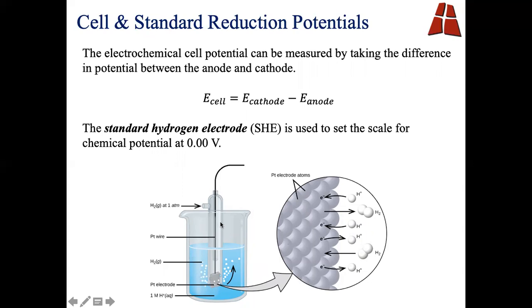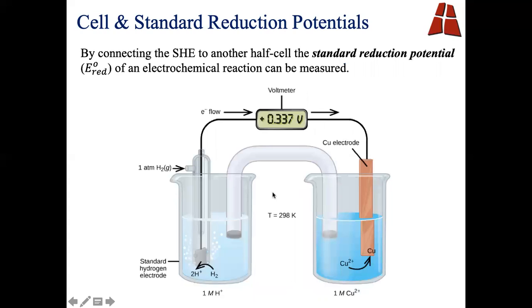The standard hydrogen electrode looks like this: you have H2 gas, a 1 molar solution of acid, and a platinum electrode. Essentially we have just defined that as being our 0 volts. We'll maybe talk a little more about why that is in class. By connecting our standard hydrogen electrode, or any electrode, to another half reaction, we can determine a standard reduction potential. As electrons flow, we could hook up a voltmeter, something to measure our potential.